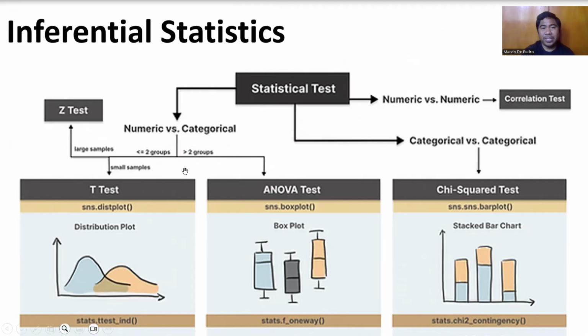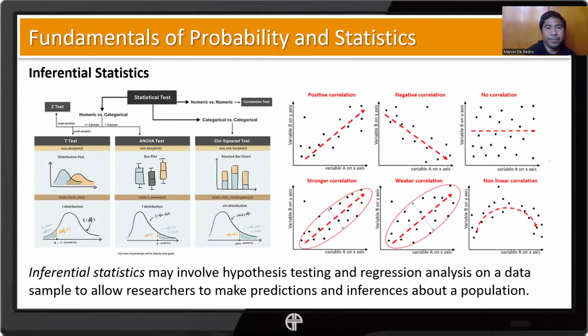Okay, so on the other hand, if one variable is numerical and the other one is categorical, then that's the time we can do comparative tests, like using the z-test, the t-test, and the ANOVA. Okay, z-test if we have a large sample, t-test if we have a smaller sample, and ANOVA if we have two or more groups to be compared. Okay, so this is just an overview.